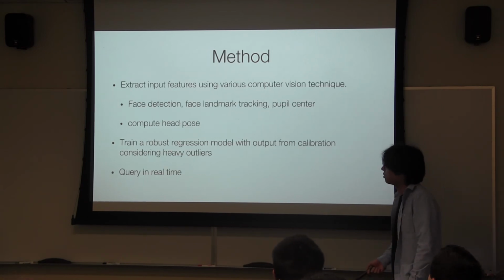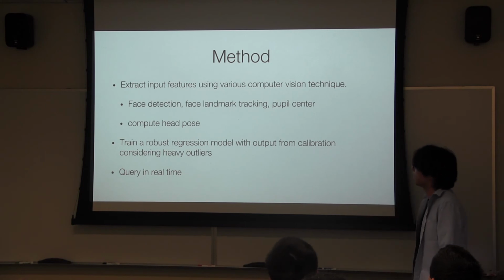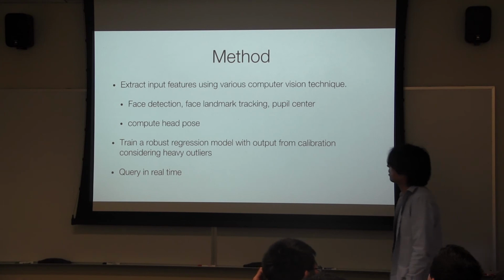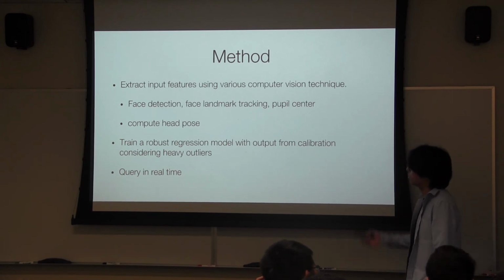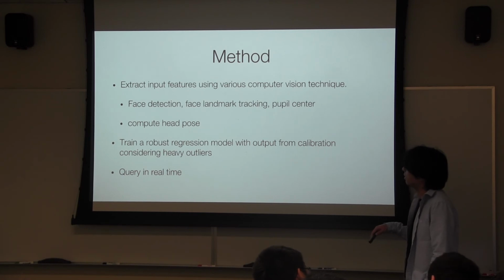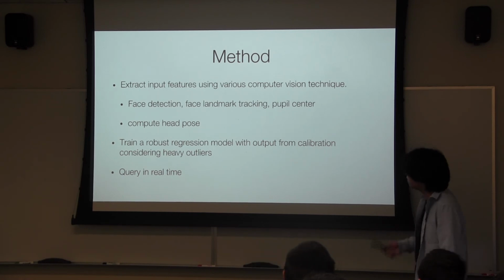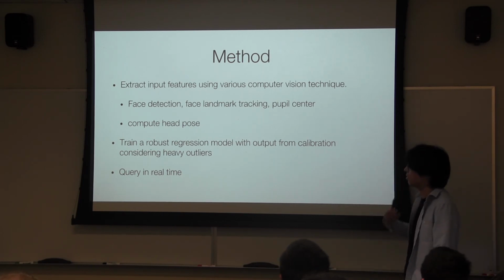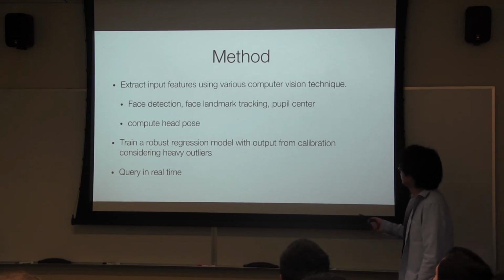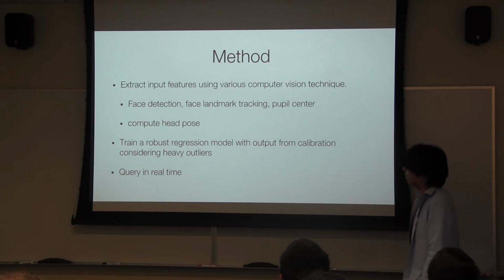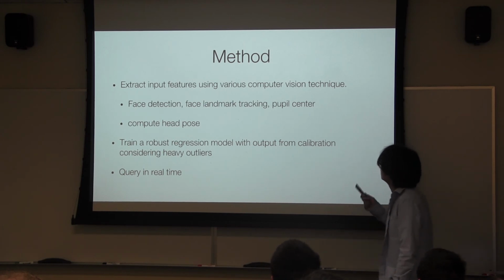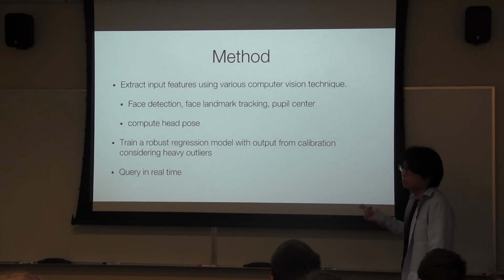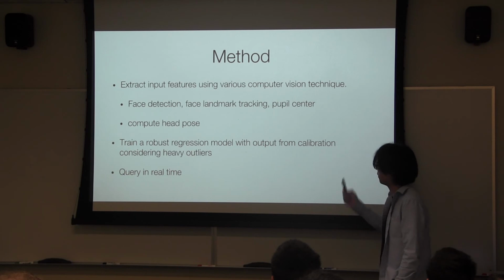Our proposed method is first to extract some features from the webcam. We do face detection, and then we align the face landmarks, and then we try to infer the pupil center. From the aligned face landmarks, we compute the head pose, and then we obtain the actual gaze from calibration. We then train a robust regression model, considering outliers. Then we compute the features in real time and just query the model for the output.